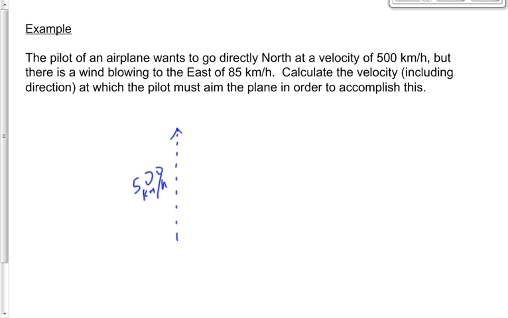There's a wind blowing to the east at 85 kilometers per hour. That definitely contributes to where I go, the wind, right? So we're going to draw that 85 kilometers per hour like this to the east. Now the only question is where do I draw that relative to my dotted line? I'm going to give you 4 options here. Option 1, option 2, option 3, or option 4.